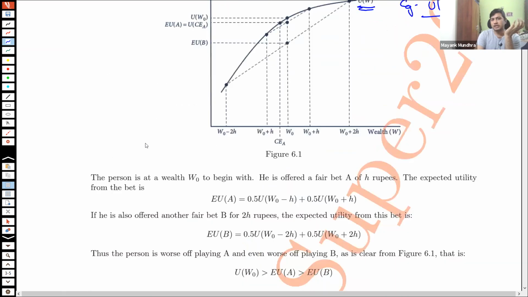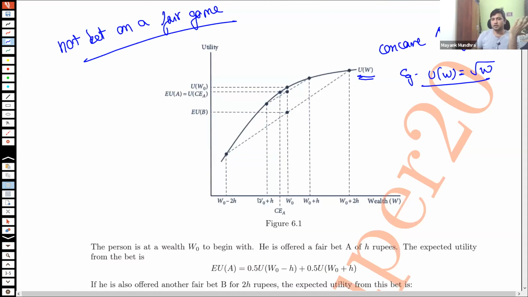But you see, here this person has the option to pick this game. He can pick either to be at W naught, or to be at W naught plus H or W naught minus H. Sorry, this should be a minus sign here. So he can choose to participate in this game or not.